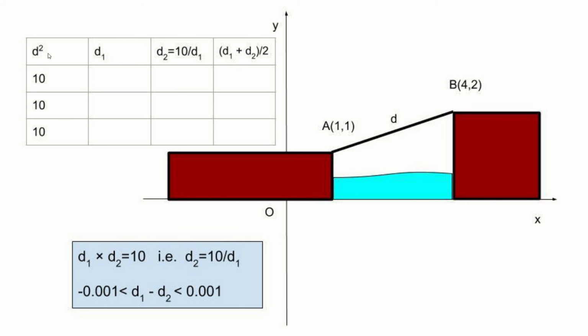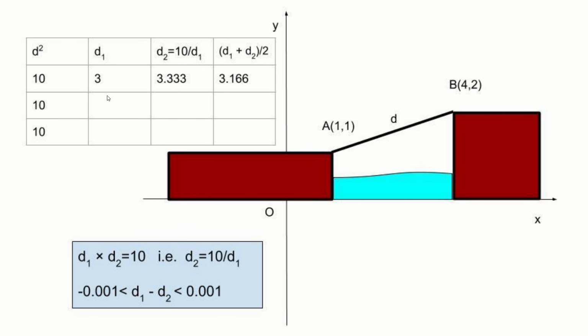So we know d squared is 10. We'll start with the guess of d1, then we'll compute d2, we'll compute the average, and we'll keep checking if we have an error of just 1 millimeter. I will start with the d1 of 3. 10 divided by 3 is 3.333. So we will calculate with 3 decimals, and the average will be 3.166.